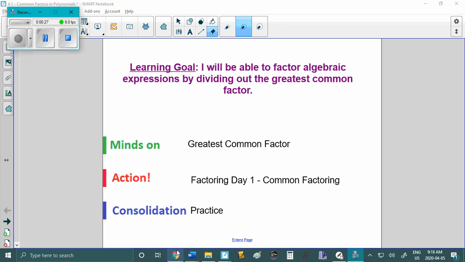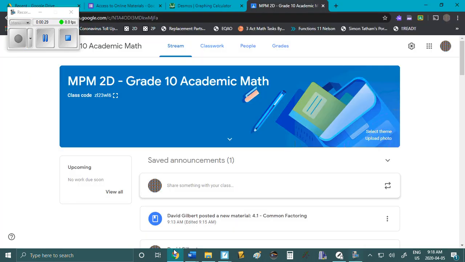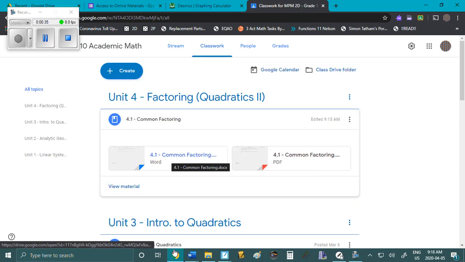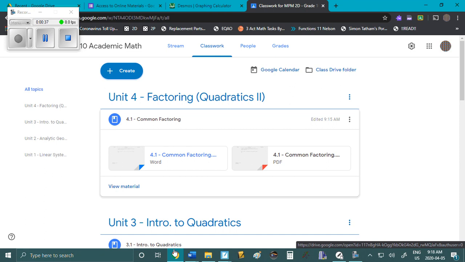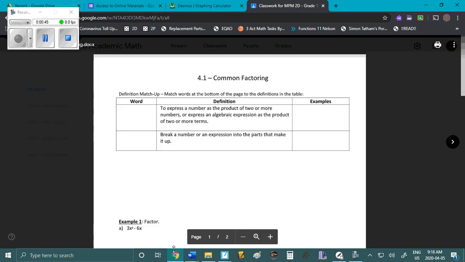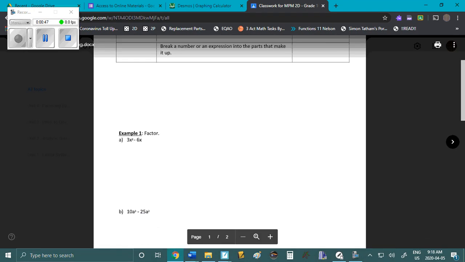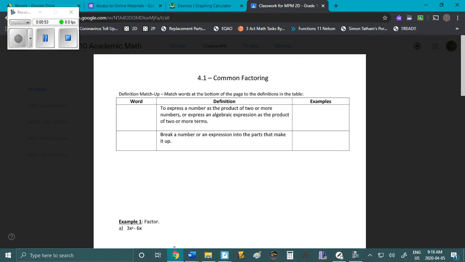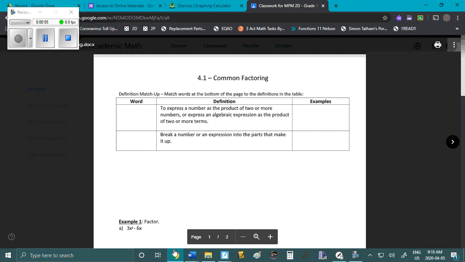If you want to find those, go into the Google Classroom. Today's lesson is 4.1, Common Factoring. I've posted a Word document and also a PDF. They're both the same, but this way you'll get whatever file you need. If you open the Word document, you'll be able to look at it, which isn't very useful. This is what works for me. It might not work for you. You might have to try to figure it out or get in touch with me to troubleshoot.